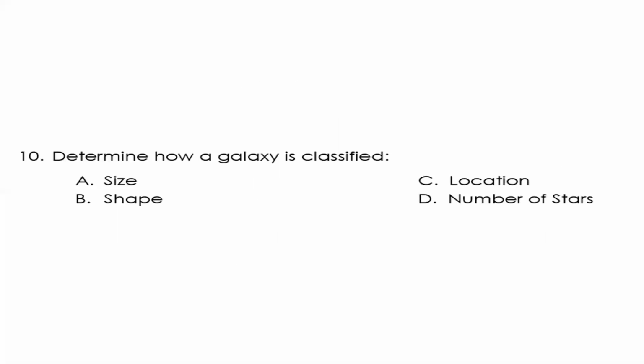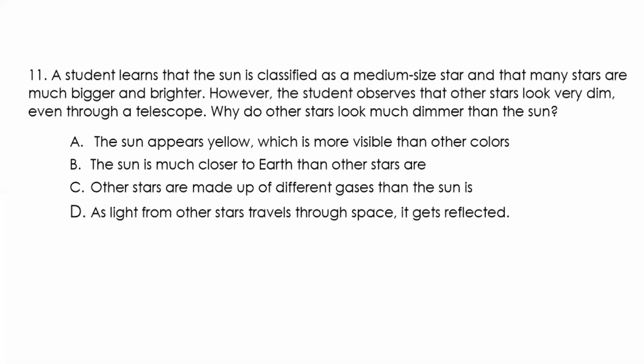For number 10, galaxies are classified by what? Shape is correct. For number 11, a student learns that our sun is a medium-sized star and that many stars are much bigger and brighter. However, the student observes that other stars look very dim, even through a telescope. Why do other stars look much dimmer than the sun? The sun is the closest. All right, nothing to do with color or different gases. We know that stars, they're started with nuclear fusion. So we talked about hydrogen and helium.